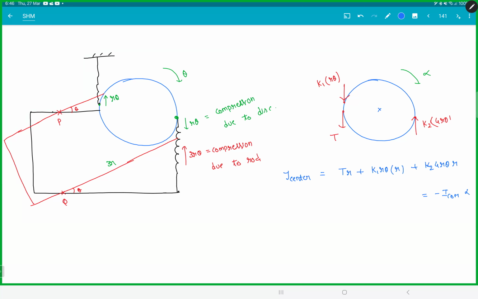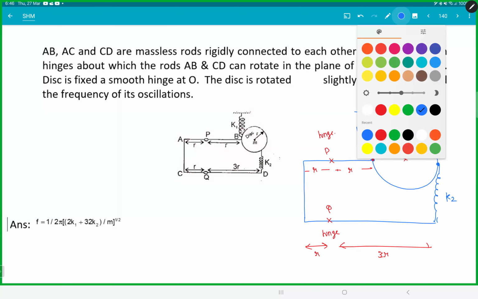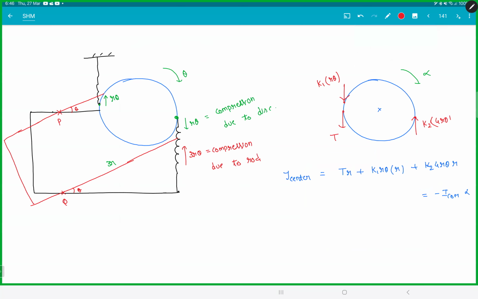If I can find T, my job is done. How will you find T? You can read the question for any hints. In case you didn't figure it out, this is the hint. The rods are massless. So what? Try. I'll give you a minute, figure it out.